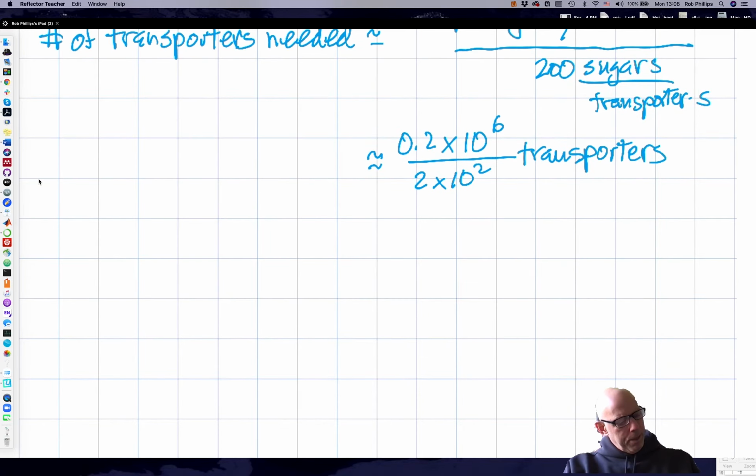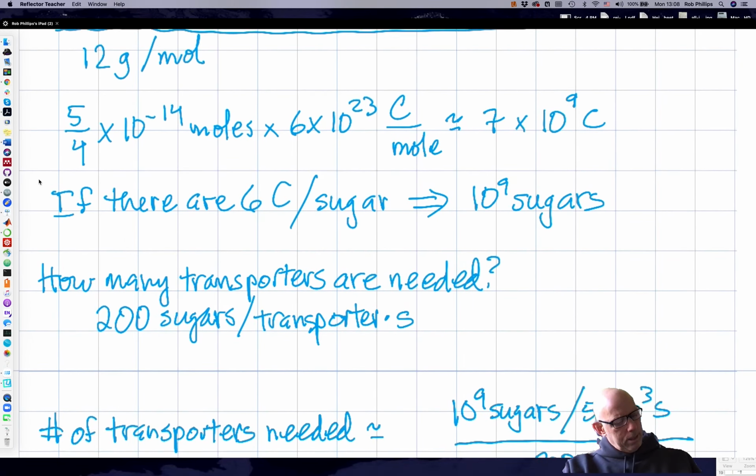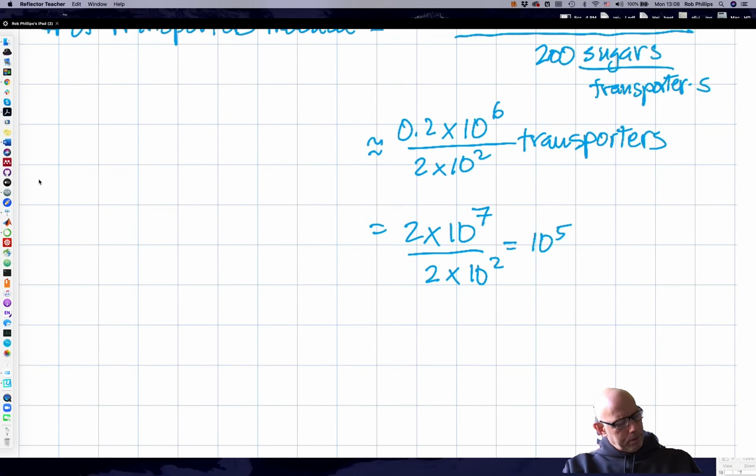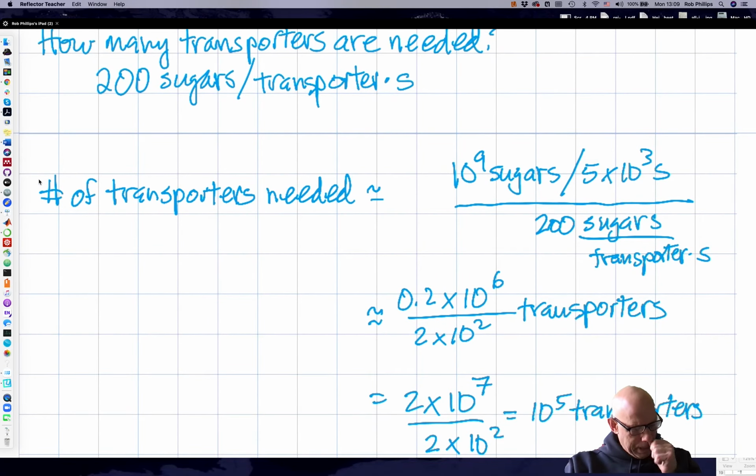So I can rethink that as 2 times 10 to the 7 divided by 2 times 10 to the 2 for as many as 10 to the 5th. Oh, wait. What's this, 10 to the 9th sugars? Yeah. So that gives me 10 to the 9th transporters. Something seems a little off here. I would have thought down by a factor of 10. So what did I do wrong? Maybe I made an arithmetic mistake.